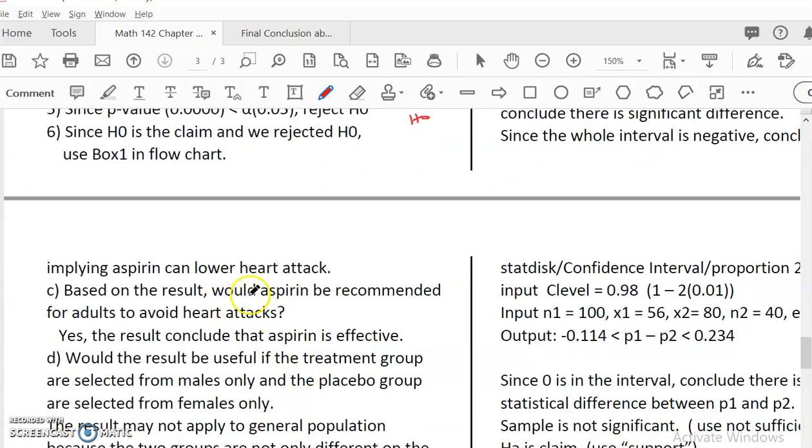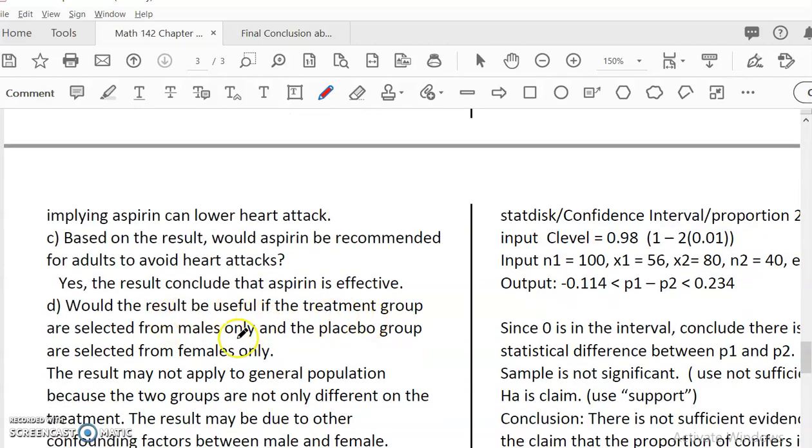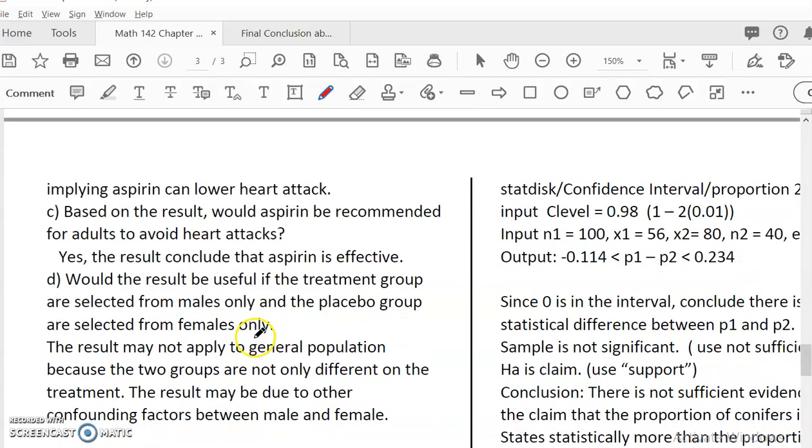Then based on this, we would say that they're both effective. What happens if the sample is not a good sample? If it is not a good sample, then it may not work. Okay, so you have to make sure that the sample is okay first.